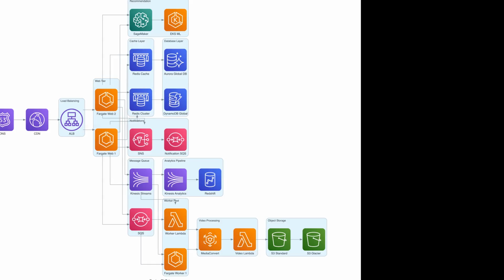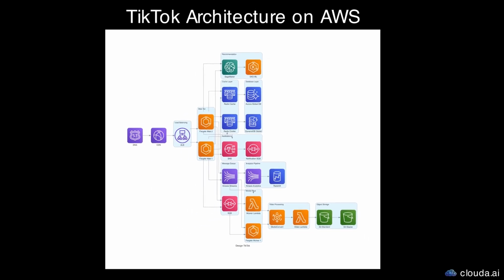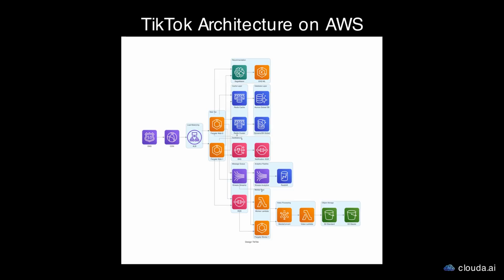Moving to our compute layer, ECS Fargate runs our containerized web servers and worker pools for video processing, providing automatic scaling without managing servers. Lambda functions handle event-driven tasks like thumbnail generation and notifications. MediaConvert processes uploaded videos into multiple formats and resolutions for adaptive streaming.